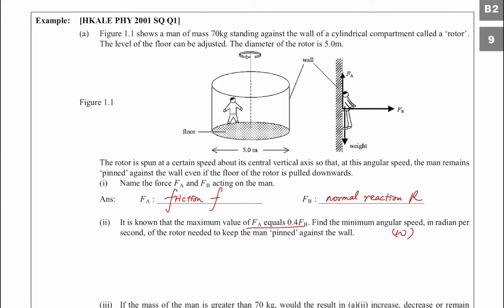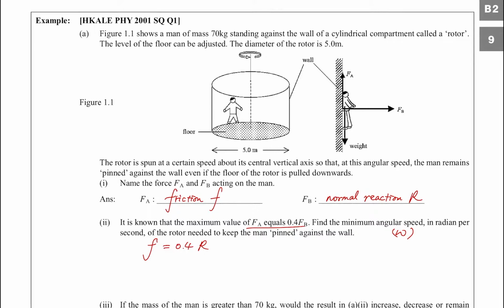against the wall. So we can write down the equation because it's provided that Fa maximum is equals to 0.4 Fb. Fa is equals to 0.4 Fb at maximum. Now, of course, in part 1, we already know Fa is the friction and Fb is the normal reaction. So I would prefer to write F for friction, and Fb is R.